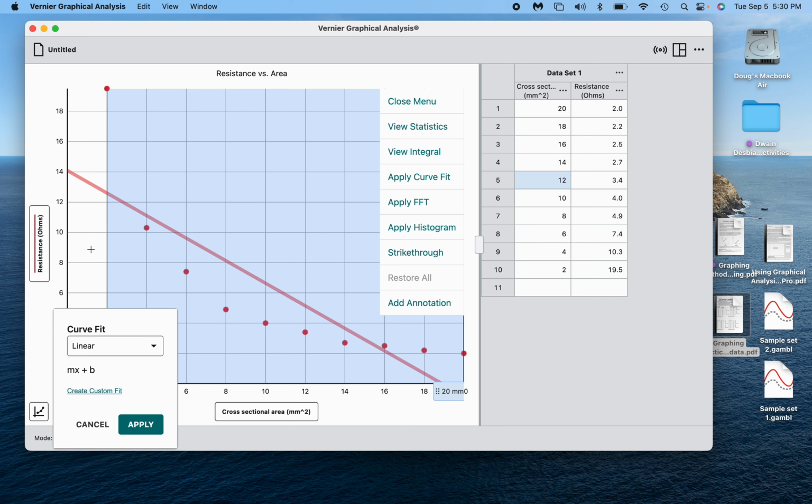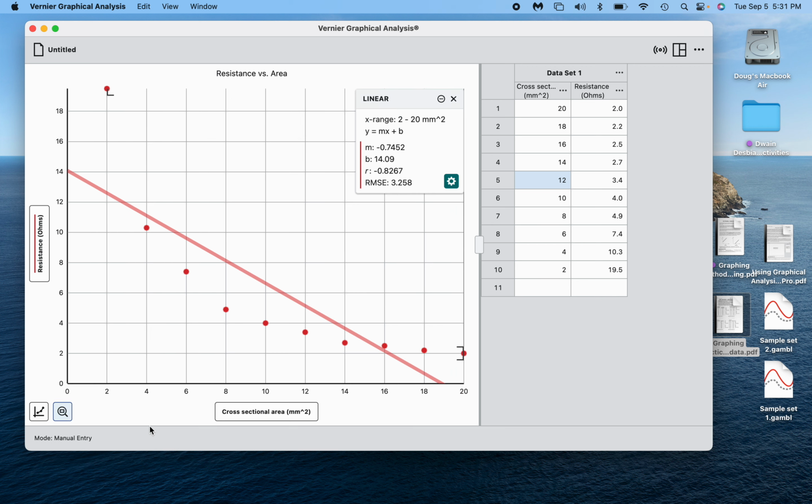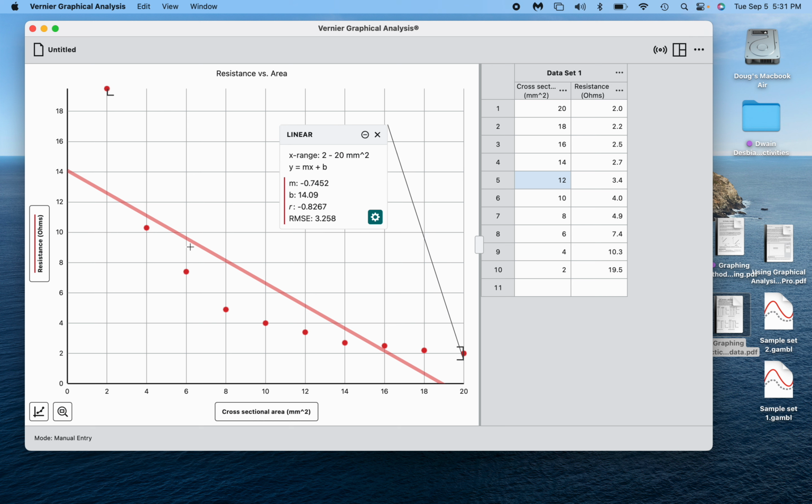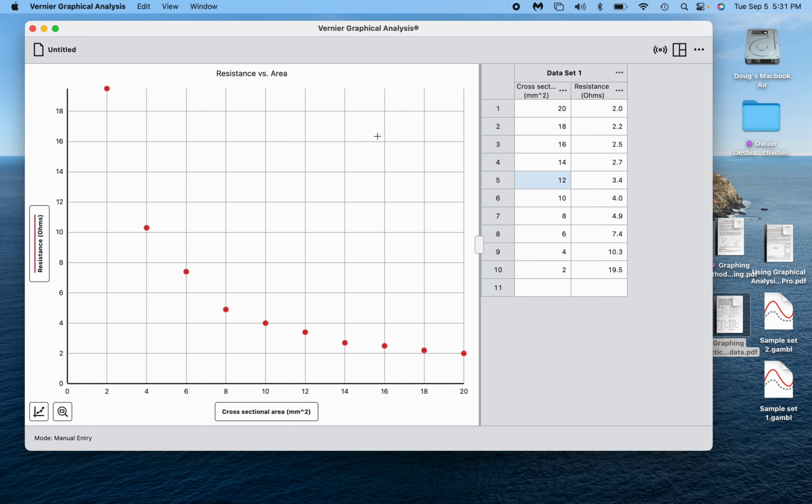If I want to apply a curve fit now and try a linear fit, that does not look good. So if I apply that, you notice, not a good fit at all. Higher root mean square error. This R value, it's negative because the slope is negative, but it's 0.827. That's not good. So we don't really want that.